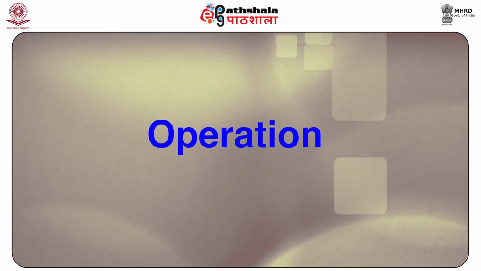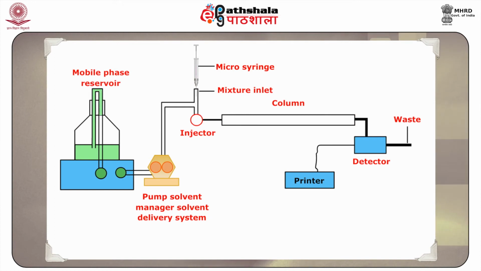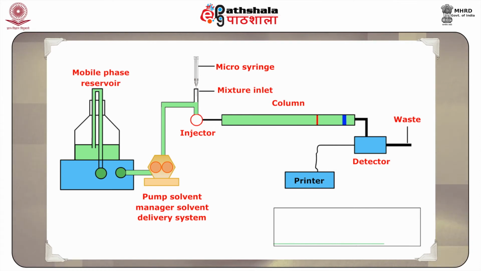Now, the operation. The sample under analysis is introduced in the column along with the stream of mobile phase. The different mixture components elute out of the column at different rates on the basis of their relative affinity towards the stationary phase, which in turn depends on the chemical nature of each component, as well as the nature and the composition of the mobile phase and stationary phase.